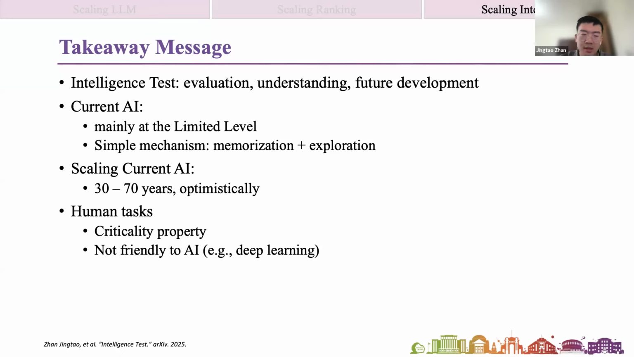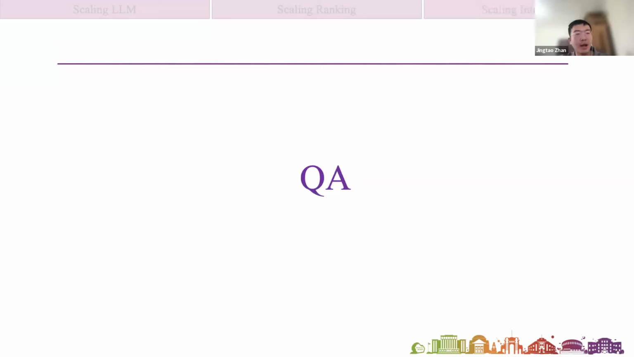And actually, it also means that human tasks are not friendly to AI, especially deep learning, because we always assume that we are trying to fit a curve that is continuous. But for human tasks, this assumption may not hold, because in human tasks, a small environment change can result in a vastly different response. So this curve is not that continuous and will be very hard for a deep learning model to fit. This is all my presentation.